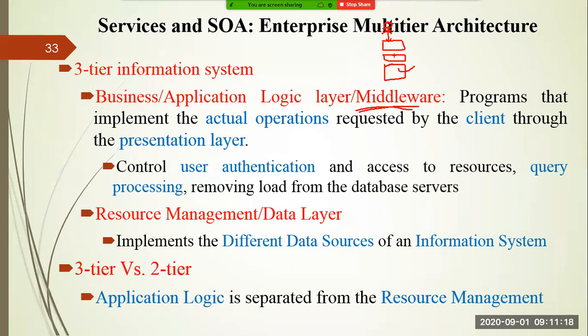right? Then the business logic layer is the most important bit, because it will do all the work, right? And it also provides the middleware between the presentation layer and your resource management layer, right? So the programs that implement the actual operations, the main operations requested by the client or the end user through the presentation layer, are done in the business layer, right? So the business layer is more important in comparison to other layers, right? Once a request is received by the presentation layer, the desired operation will be done at the business layer, okay?